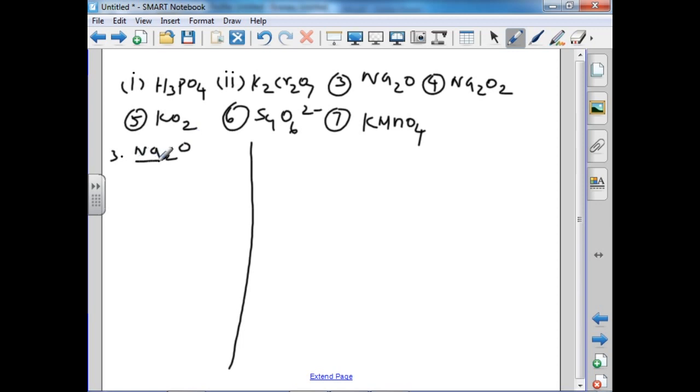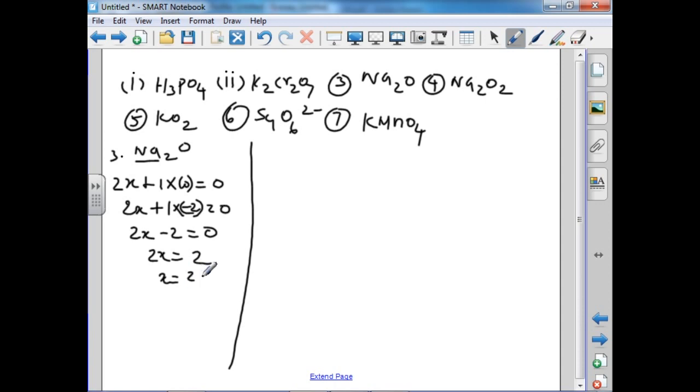Na2O. Calculate the oxidation number of sodium. So the sodium has X. There are 2 atoms of sodium. So 2X plus 1 atom of oxygen, that is a neutral molecule, so it is equal to 0. So 2X plus 1 into oxidation number of oxygen, minus 2, equal to 0. 2X minus 2 equal to 0. 2X equal to plus 2. X equal to 2 by 2. X equal to plus 1.